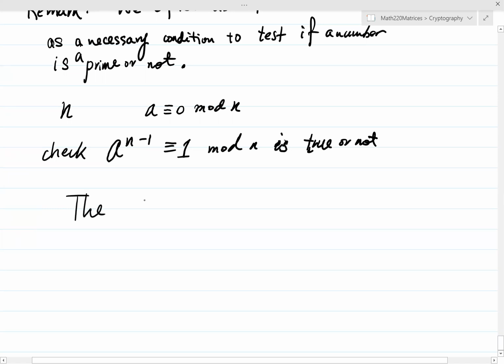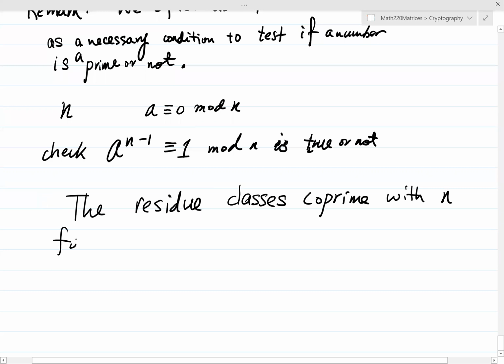remember the coprime residues, the residue classes coprime with n, form a group. Now the order of this group is counted by phi n. It is of order phi n.